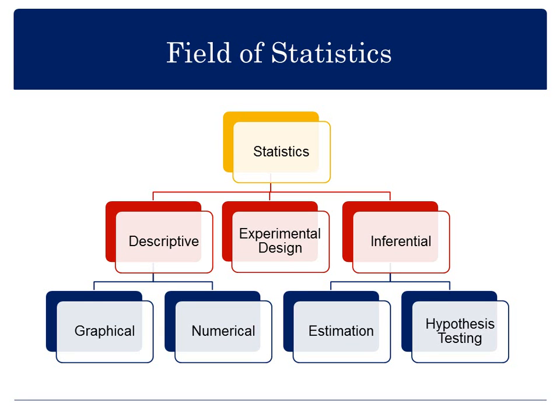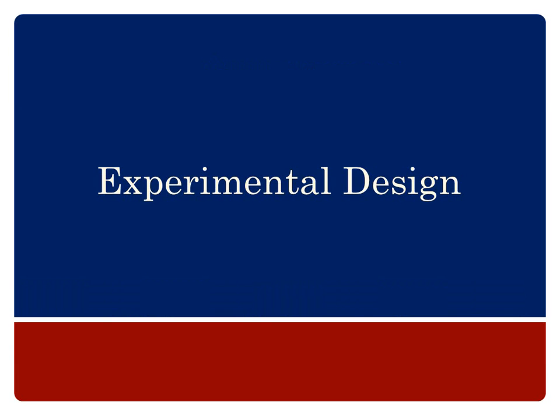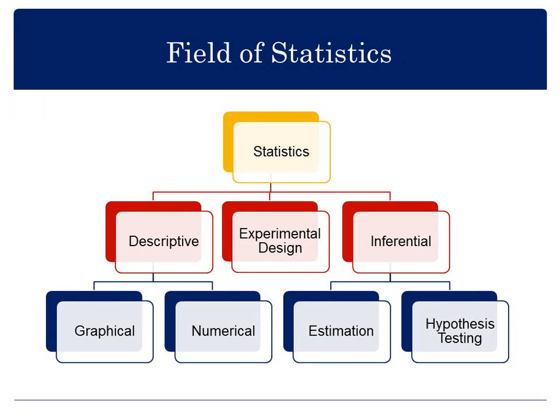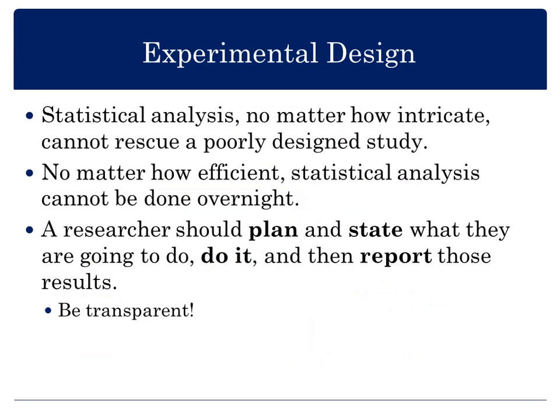Okay. Now we're going to get into actual experimental design. We're going to define some terminology, talk about how we would control for things, how we would minimize different types of bias, and then just some fundamental principles when it comes to designing research studies.